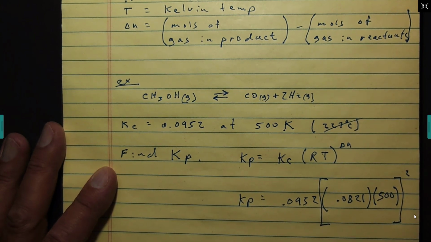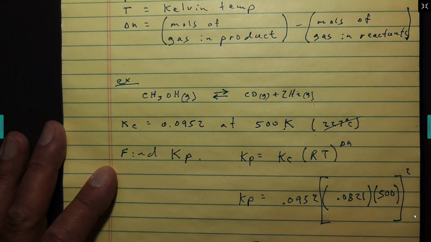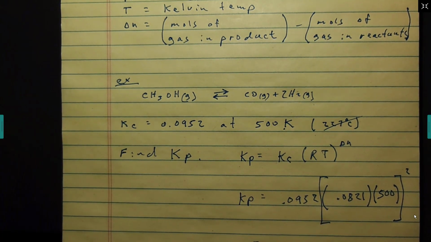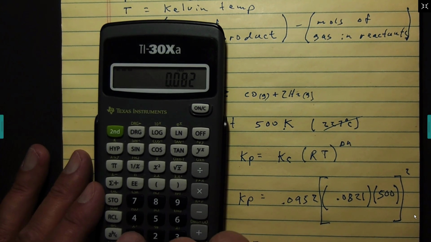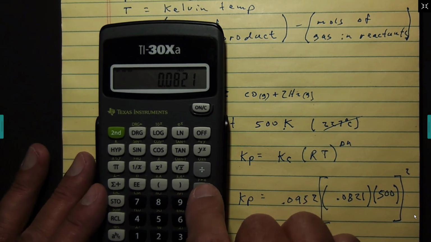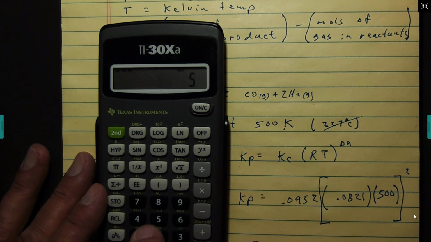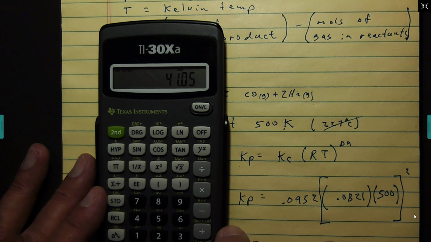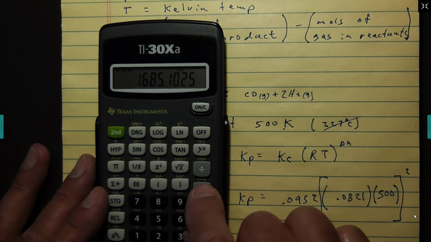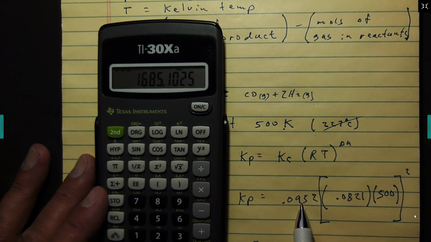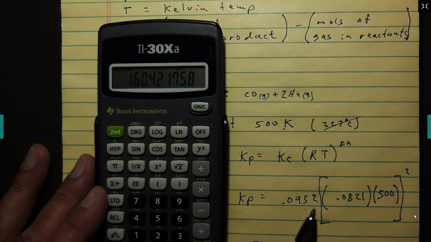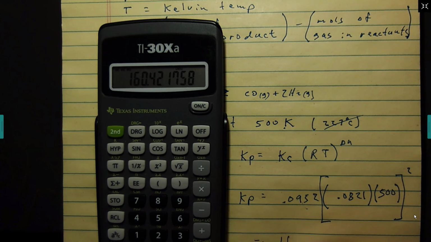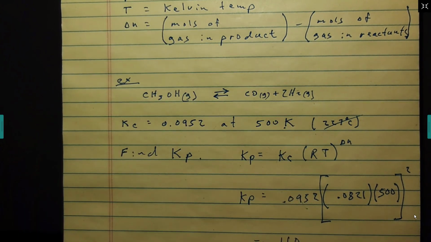And if you run all that through your calculator, oh heck, I forgot here. We do our 0.0821 times 500. That number, I gotta square it, times 0.0952. 160. That'd be my value of Kp.